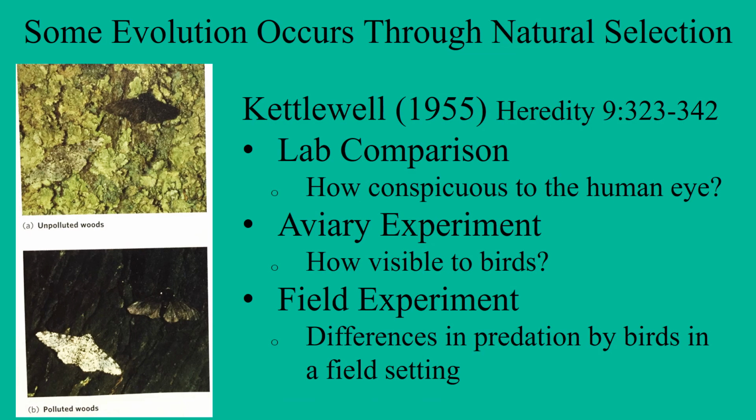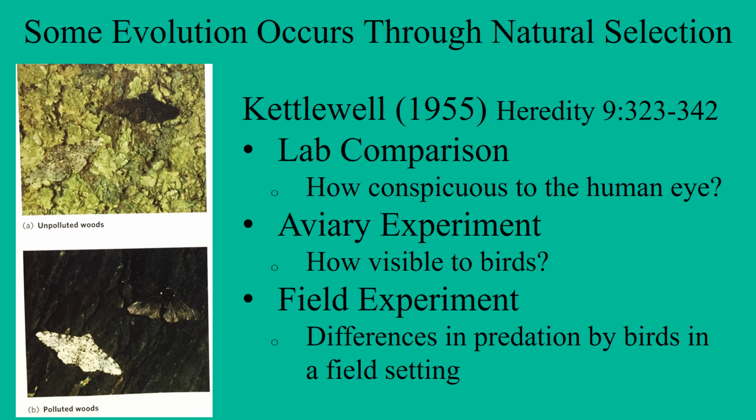Some evolution occurs through natural selection. Kettlewell did a well-known investigation of the peppered moth. The peppered moth occurs in 2 forms, a light form that's kind of speckled, hence the name the peppered moth, and then the dark morph that is all black. This investigation was done in 3 different ways.